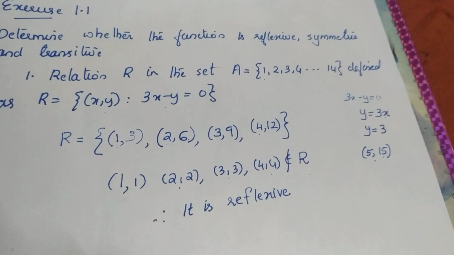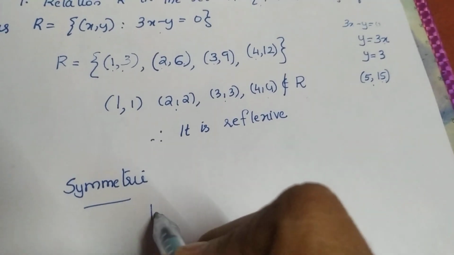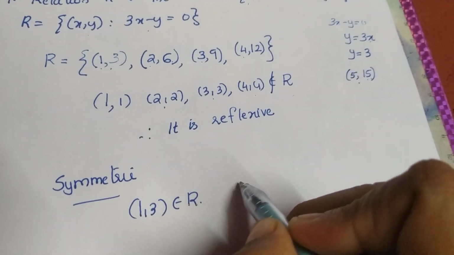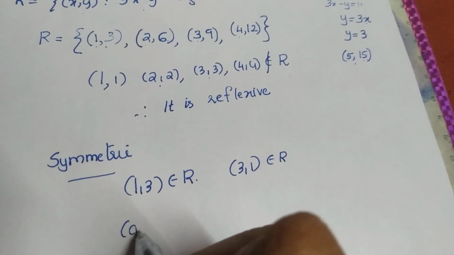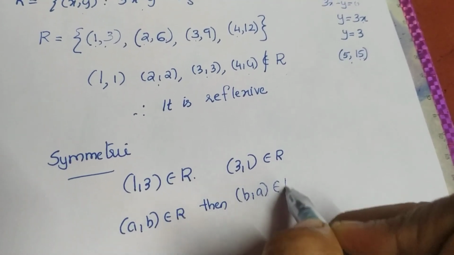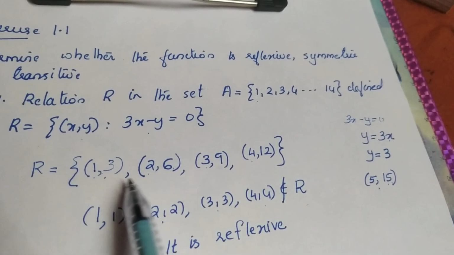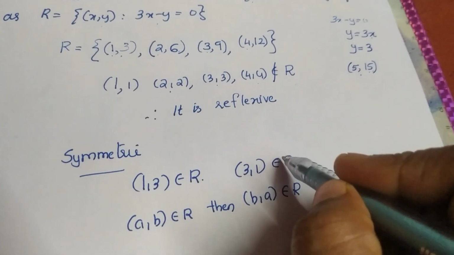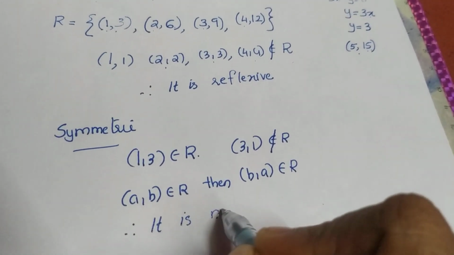To check whether it is symmetric, take one of the elements, (1, 3). So (1, 3) is an element of R. For R to be symmetric, (3, 1) must be an element of R. For symmetry, the condition is if (a, b) is an element of R, then (b, a) should also be an element of R. Here we took one element (1, 3) and searched for the element (3, 1) in R. (3, 1) is not an element of R, isn't it? So in this set, (1, 3) is an element of R, but (3, 1) is not an element of R. Therefore, it is not symmetric.